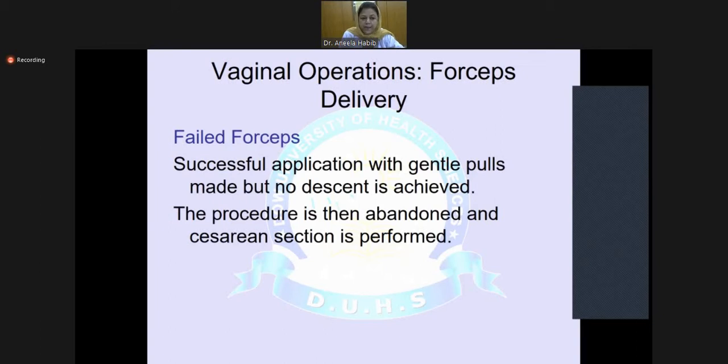If you have applied the forceps, it is successfully locked and you're giving a gentle pull, but no descent of the baby occurs, then it means there is something wrong. So you need not force to pull that baby out. The procedure is then abandoned and a cesarean section is performed. So that is very important. You need not force and manipulate that much for the extraction of that baby.